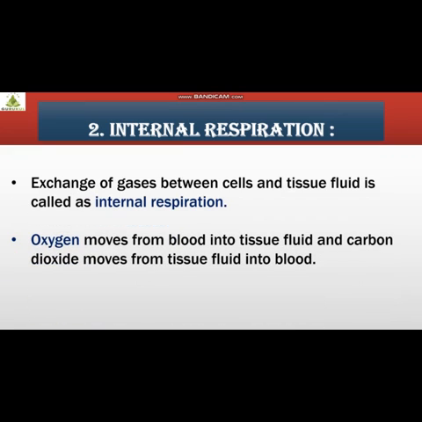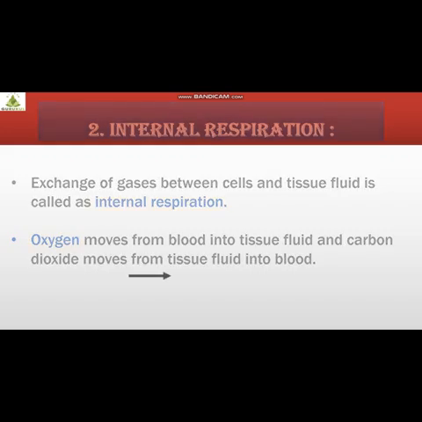Exchange of gases between cells and tissue fluid is called internal respiration. This is at the cellular level, which takes place inside the body. Oxygen moves from blood into tissue fluid and carbon dioxide moves from tissue fluid into blood. Oxygen will move from blood to tissue fluid, and carbon dioxide, which is a waste product which has to be exhaled, is moving from tissue fluid into blood. Okay, clear with this?